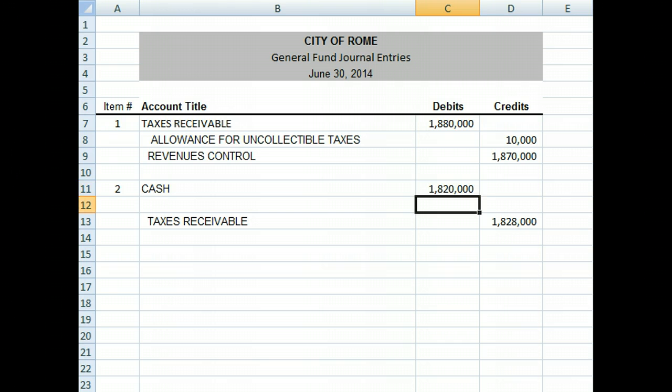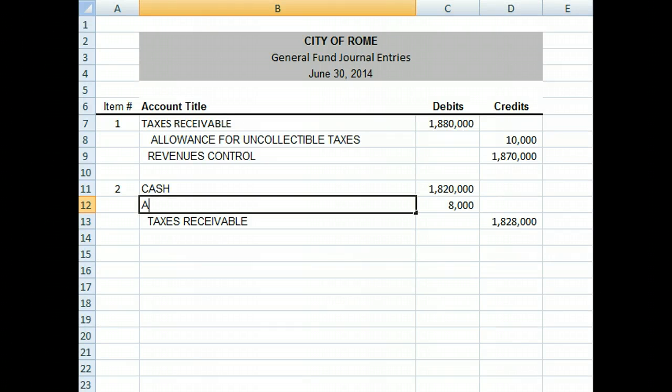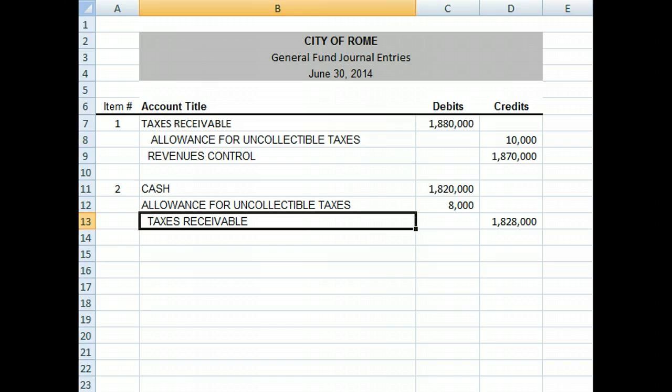If you look at the allowance for uncollectible taxes account, you'll see a debit there of $8,000. We record that debit to the allowance because it tells us the specific amount of charge-offs during the year. So in number 1, we set up the allowance for $10,000, which gave the credit. In number 2, we have the charge-offs of $8,000 throughout the year for the revenue that was not collected and became uncollectible.